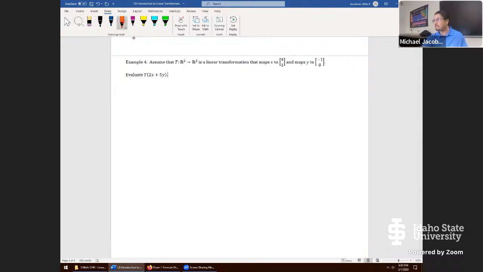So when you see this, maps x to 4, 1, all they're really telling you is that T of x is 4, 1. When it says maps y to -1, 0, they're just in a very roundabout way saying T of y equals -1, 0. Me personally, I like symbols.